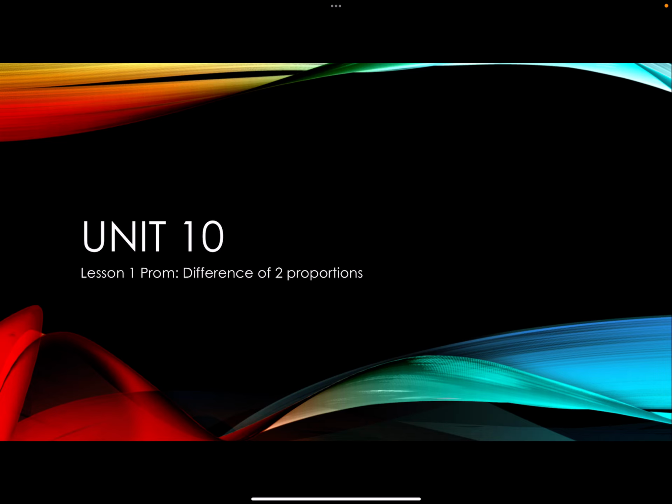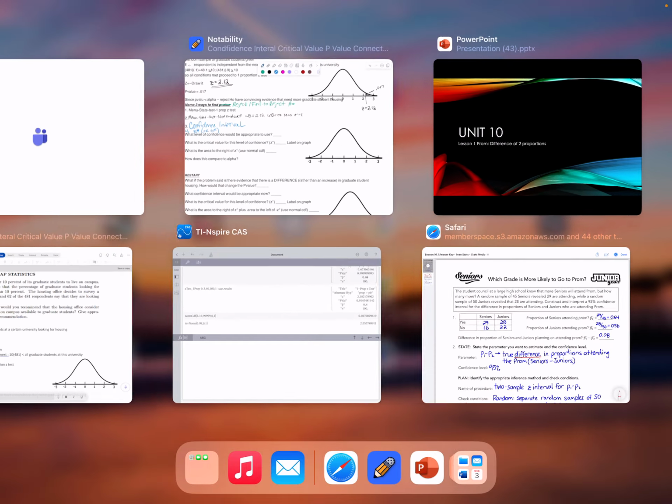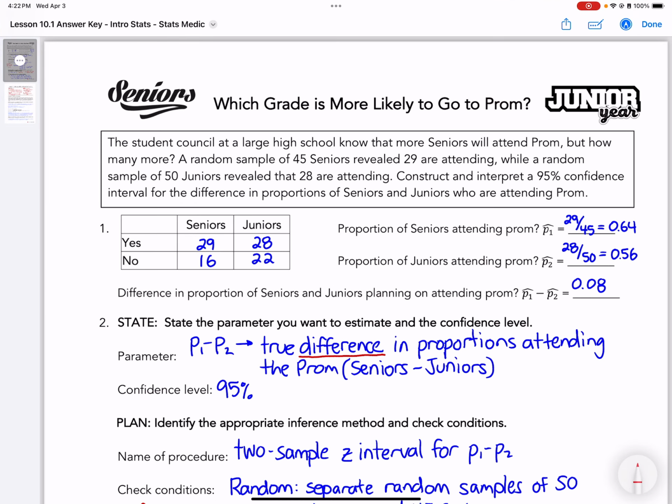Welcome to Unit 10, Lesson 1: the difference of two proportions. So far, we have done one-prop Z test and one-sample T test. Now we're going to be comparing two populations, and we're going to find the difference of the proportions in those two populations. So open up your packet to junior, senior prom.